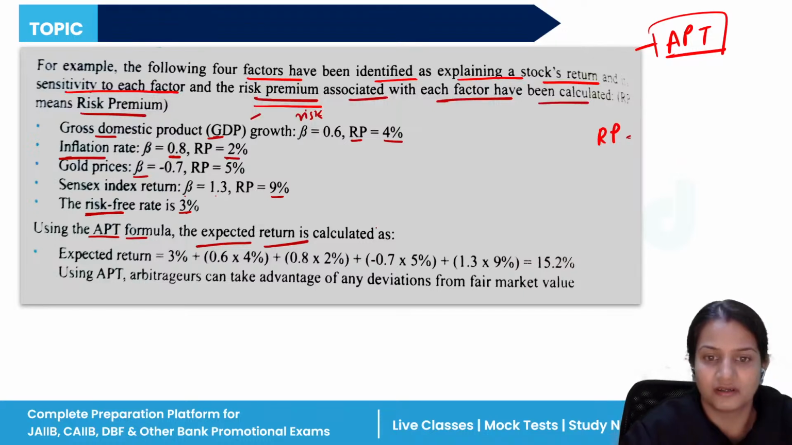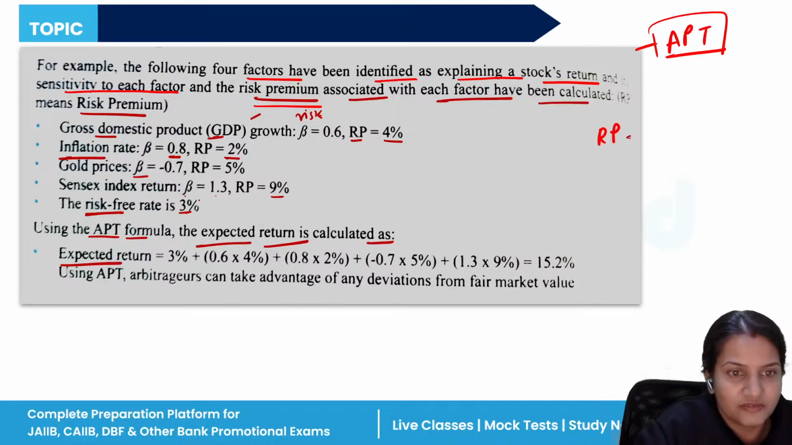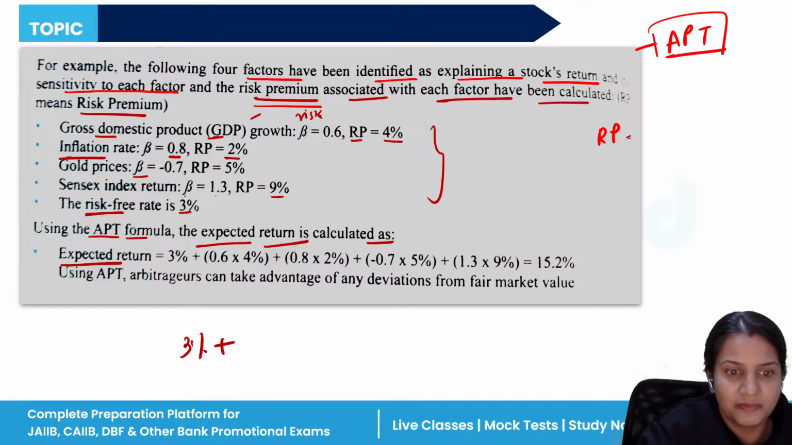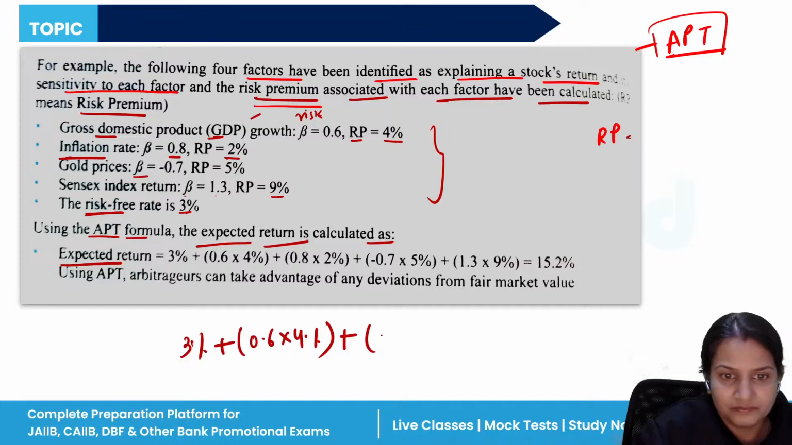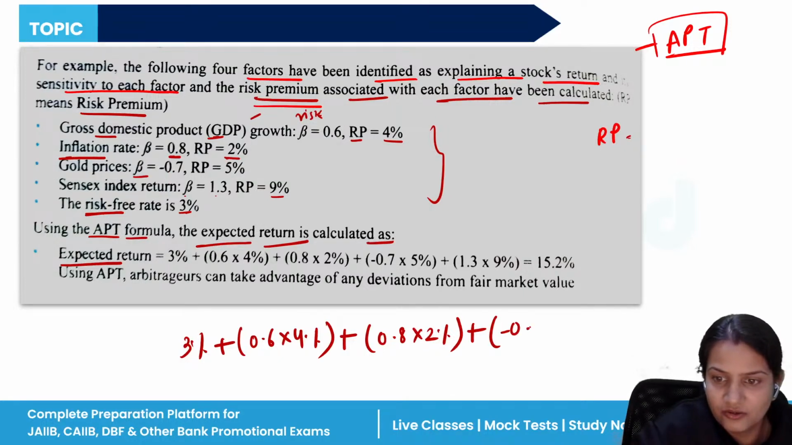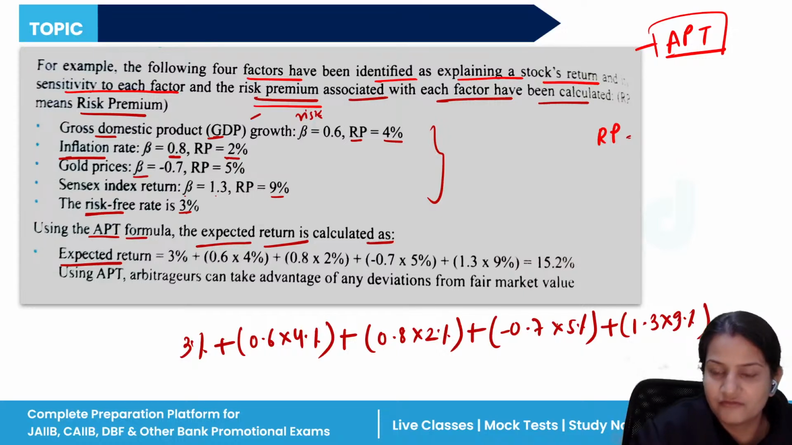We have to find the expected return, and how can we calculate this? See, what value is given without a risk premium? Risk-free rate is given, 3%. Simply write it, 3%. Add all the sum. Why? Because we have to find the expected returns from all of the elements. Now, GDP is given 0.6 and to cover the risk, 4% risk premium is given. Simply multiply this. Then do addition. Second, what is given? 0.8 inflation rate and to cover this beta, this risk, how much percent risk premium is given? 2%. Simply multiply with 2. Then add gold prices. That is a negative: minus 0.7 into 5%. Again plus 1.3 into 9%. If you calculate this, you will get the value 15.2%.